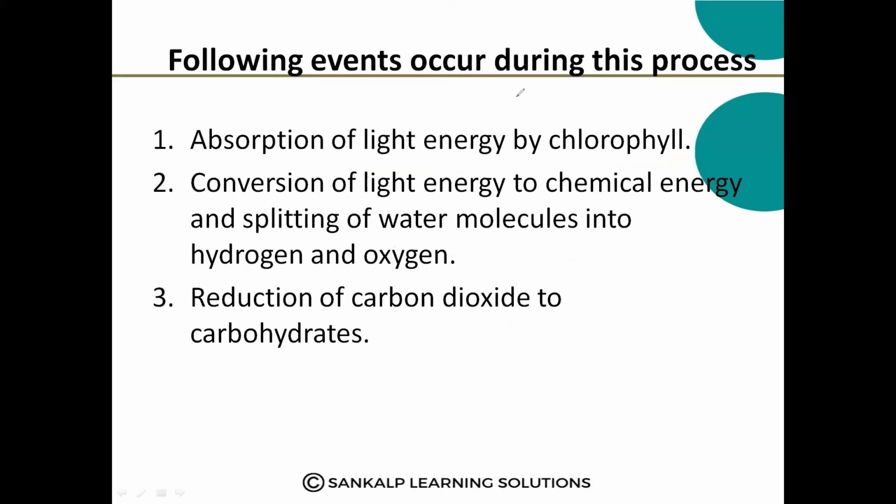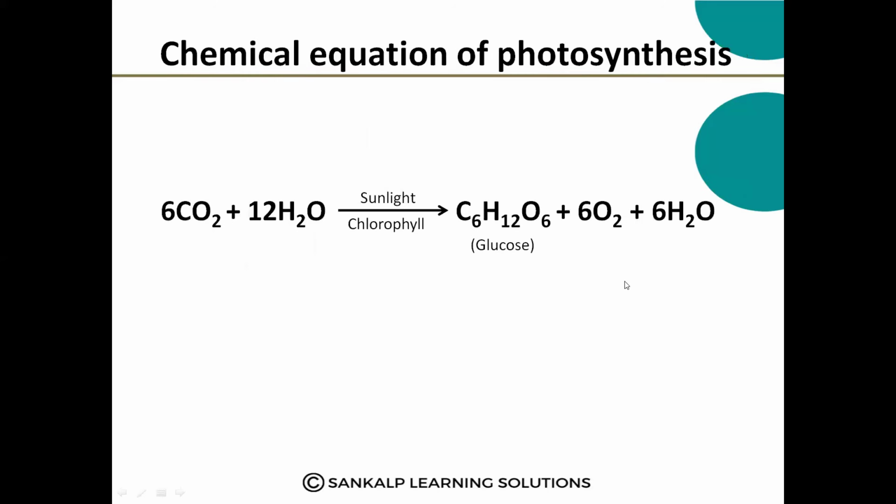Then, if we see the chemical equation of photosynthesis, the process takes place like this. Carbon dioxide plus water, in the presence of sunlight and chlorophyll, produces glucose. So this is C6H12O6, that is nothing but glucose. And it also produces the byproducts, that is oxygen and water.